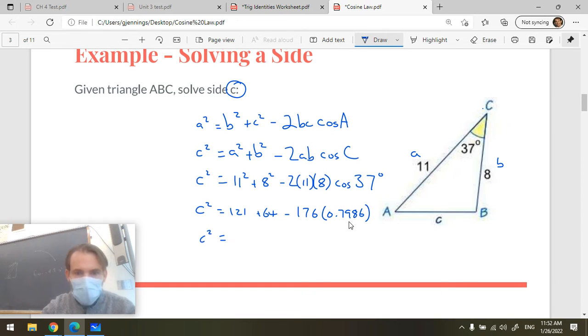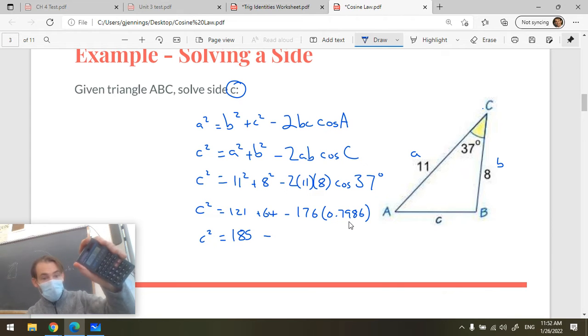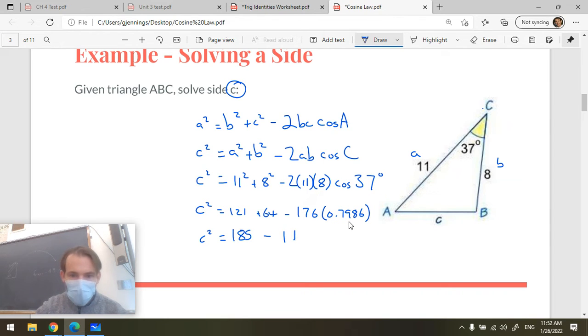Okay, C squared is equal to 121 plus 64. That happens to be 185 minus 176 times this. I already have that on my calculator, so I'm just going to multiply that by 176 equals 140.5598. I'm just going to do 140.5. Minus 140.5. Do this multiplication first. Now, evaluate that. I'm going to subtract 185 from this. That's equal to 44.5. C squared equals 44.5.